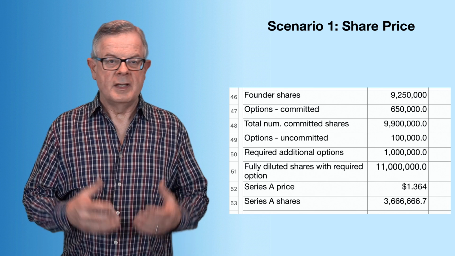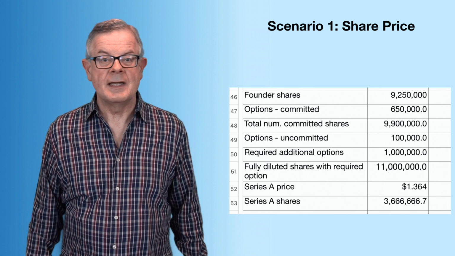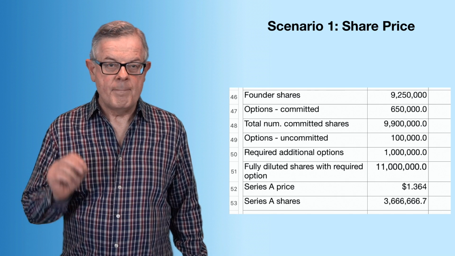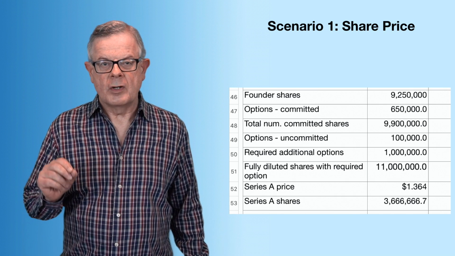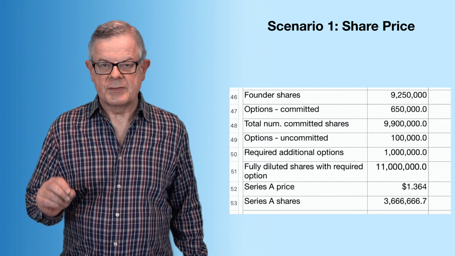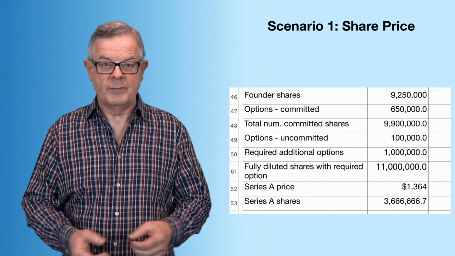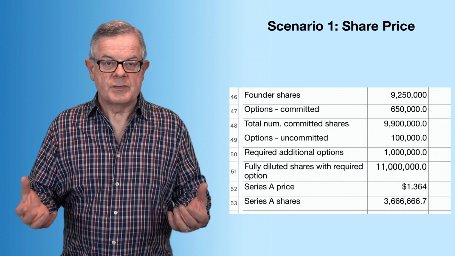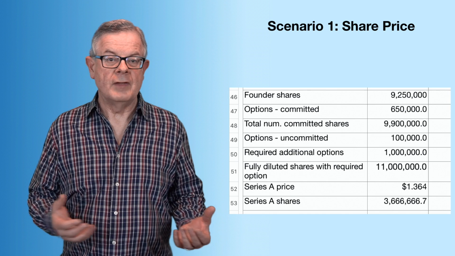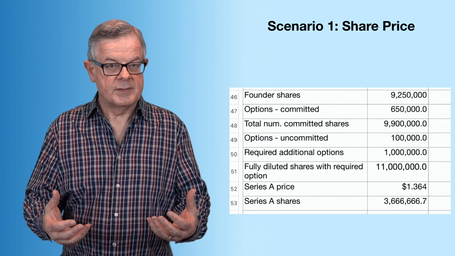For scenario 1, again, we have 9.25 million plus the options. That's a total of 9.9 million committed shares and 100,000 uncommitted. So the required additional options to result in the options being 10% of the fully diluted amount of stock is 1 million. So that gives you a total of 11 million shares of stock that's committed.